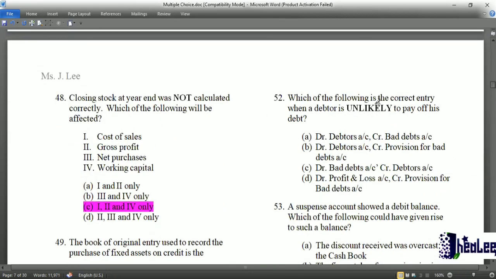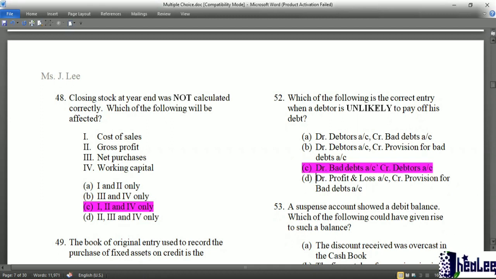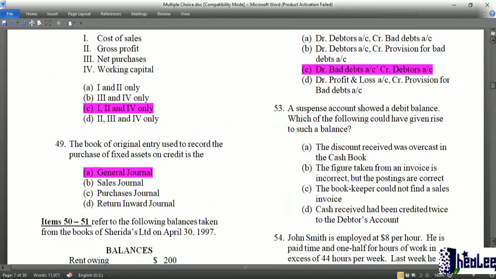Which of the following is the correct entry when a debtor is unlikely to pay off his debt? So if a debtor is unlikely to pay off his debt, it is sure that the person is not going to pay, right? So it is highly likely that the person is not going to pay. So therefore, you would have to debit your bad debts account and credit the debtor's account. So C is your response.